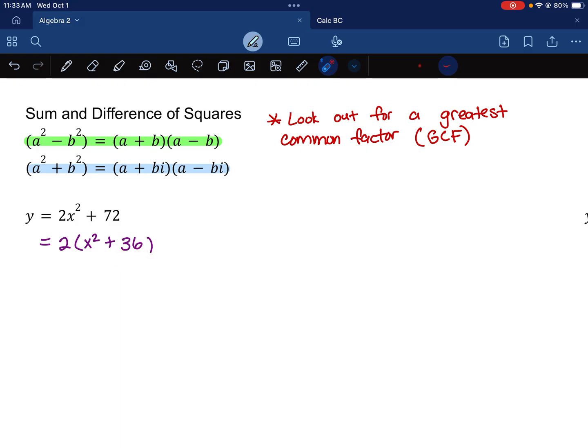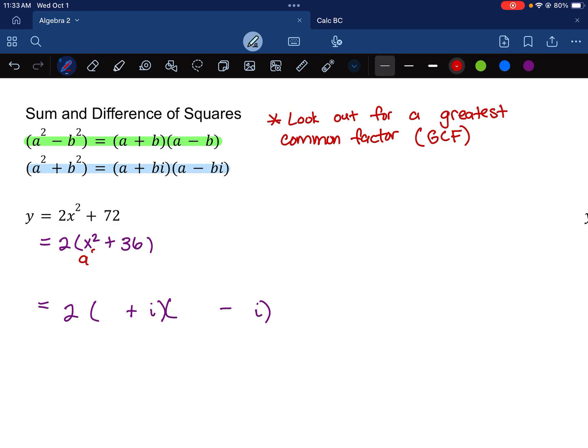So remember, perfect squares are a number times itself. To get x squared, that's x times x. To get 36, that's 6 times 6. So those are perfect squares. So it's matching this formula right here, a squared plus b squared. So I know in my future, I'm going to have my GCF of 2, and then in my parentheses, I'll have a plus and a minus, and my b term is going to get an i. So let's see how we can fill this out.